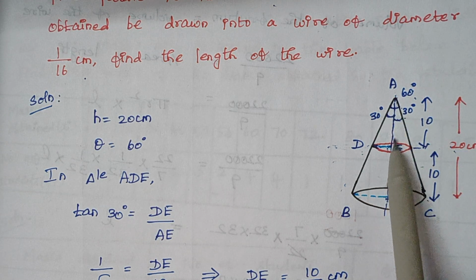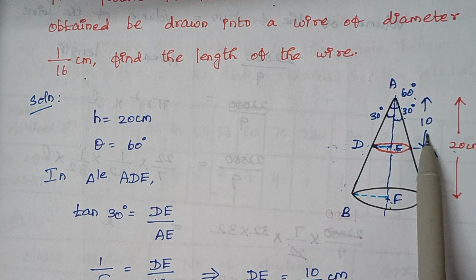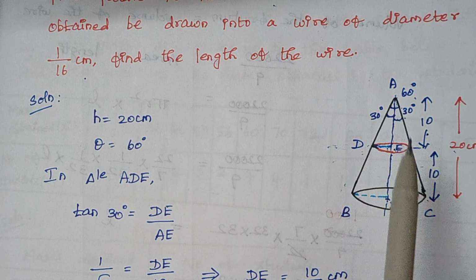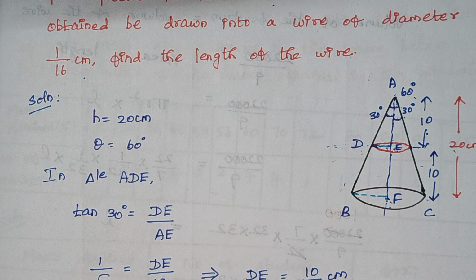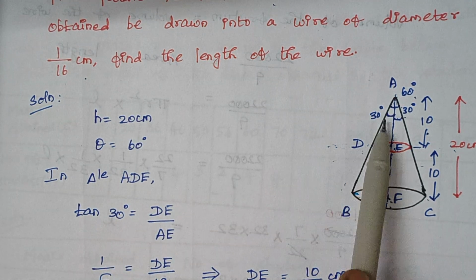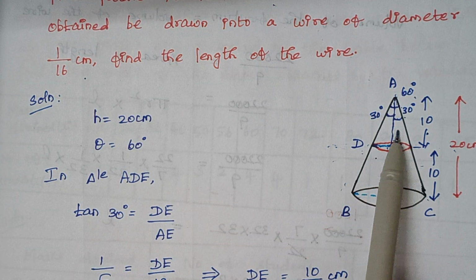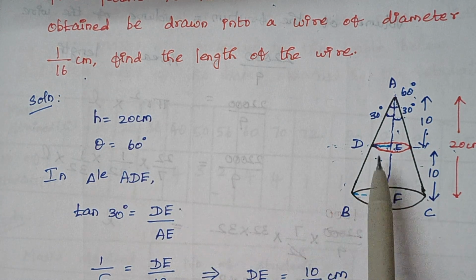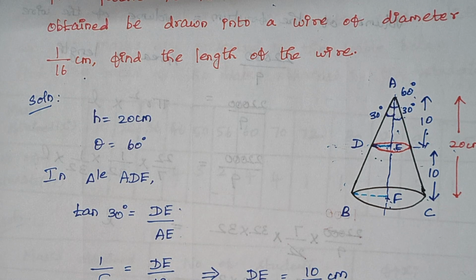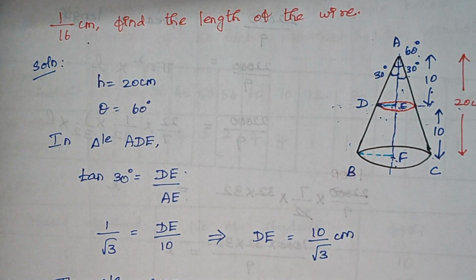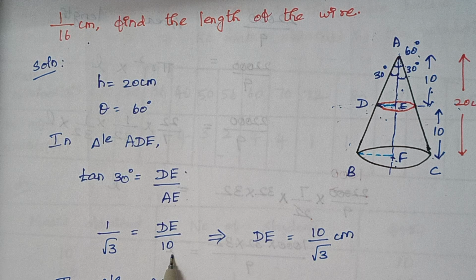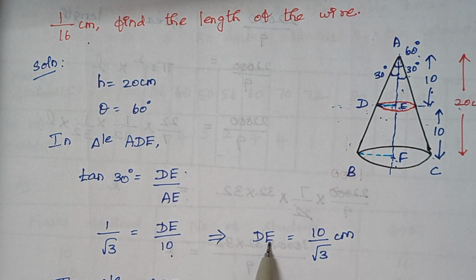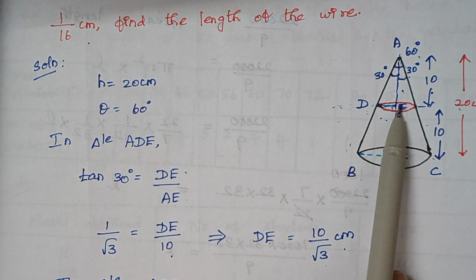And I know the value of this side. You see, this length is 10 centimeter. So I am using the formula of tan 30 degree. So tan 30 degree is nothing but opposite side by adjacent side. So here the opposite side is DE and the adjacent side is AE. So the value of tan 30 is 1 by root 3 and the value of AE is 10. So the value of DE is 10 by root 3 centimeter. So this is the value of DE.